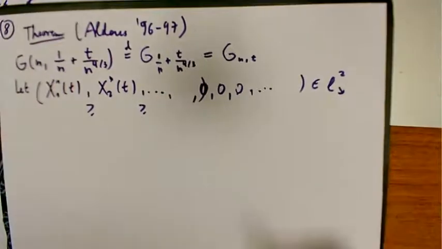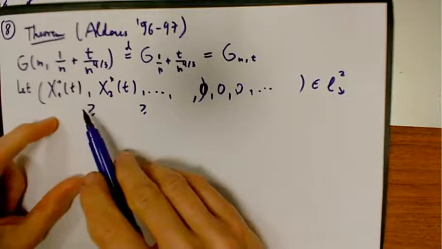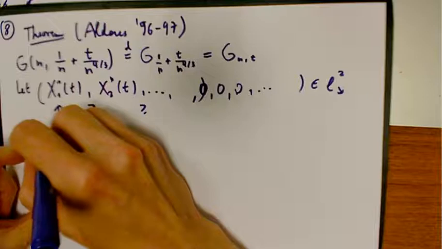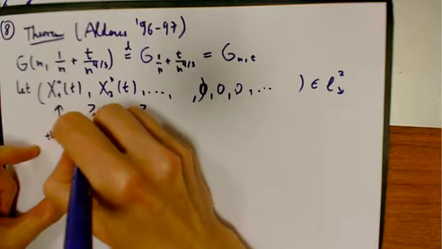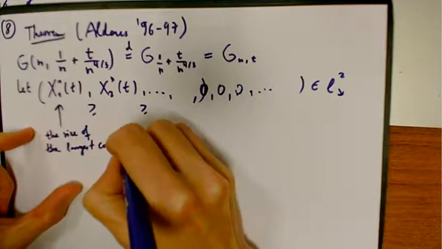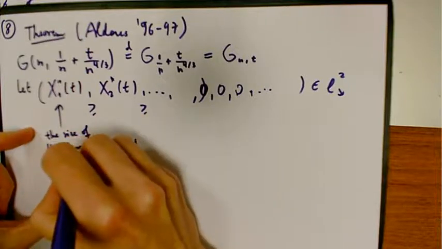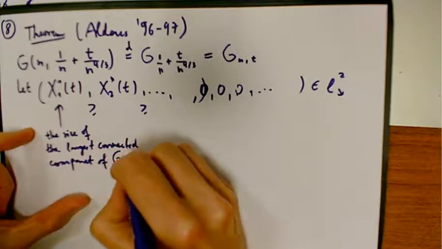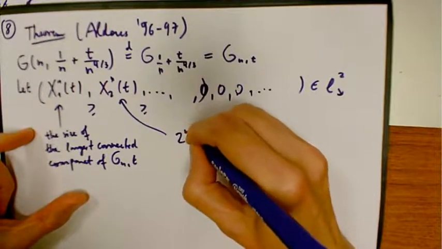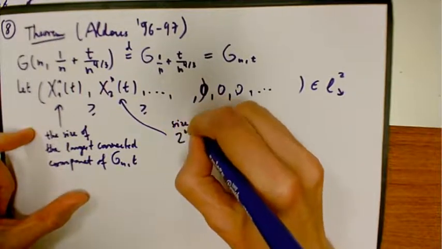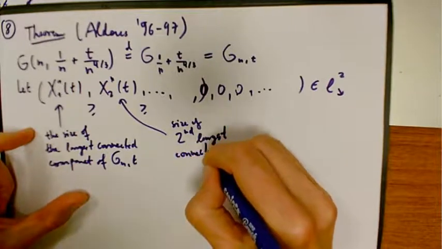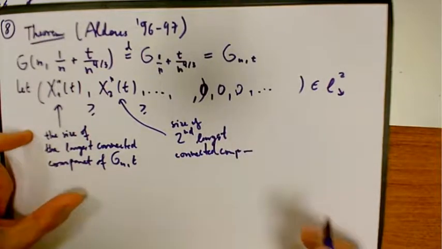decreasing. And so you have this, and you are guessing here. I'm going to write, x1 is the size of the largest connected component of G_n^t. And so x2, this is the size of the second largest connected component, and so on.